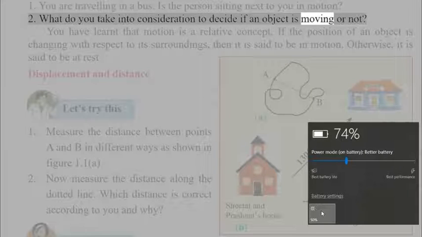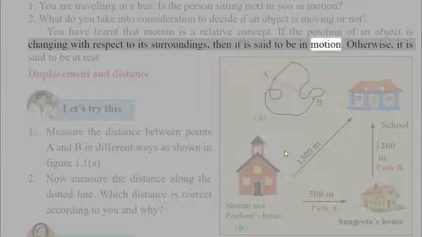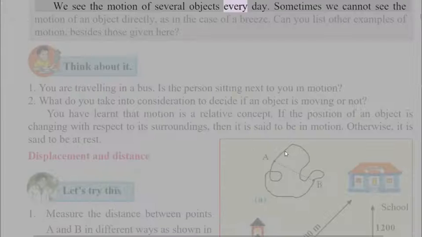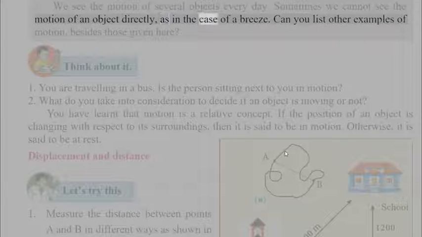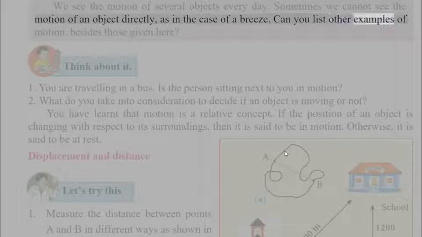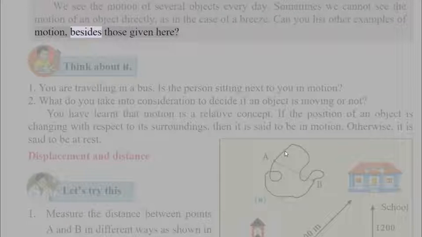You have learned that motion is a relative concept. If the position of an object is changing with respect to its surroundings, then it is said to be in motion. Otherwise, it is said to be at rest. We see the motion of several objects every day. Sometimes we cannot see the motion of an object directly, as in the case of a breeze. Can you list other examples of motion, besides those given here?